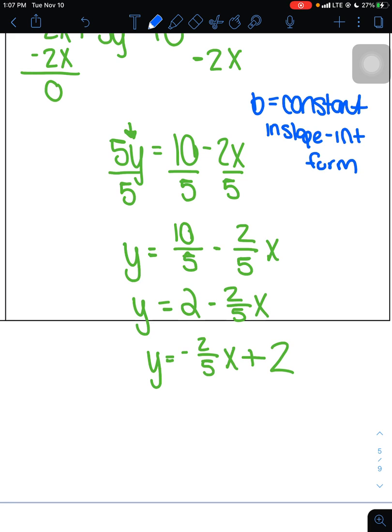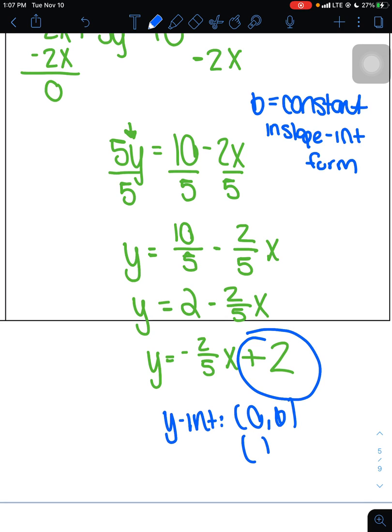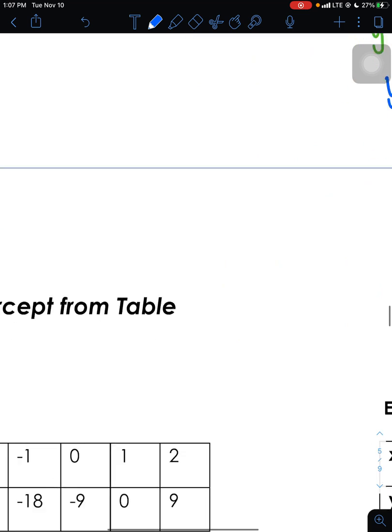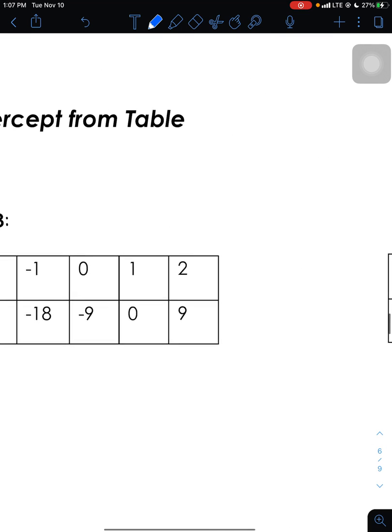I know the constant here is going to be plus 2. So I know my y-intercept is going to be 0, b. So that would just be 0, 2. So that's going to be my y-intercept for question number 2. So I think there's 2 more examples.